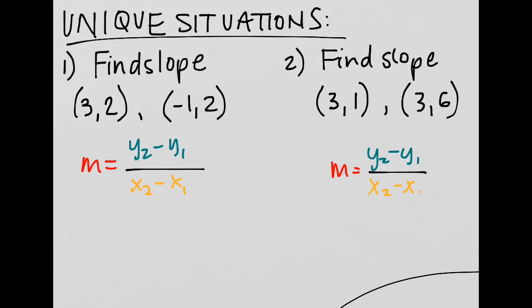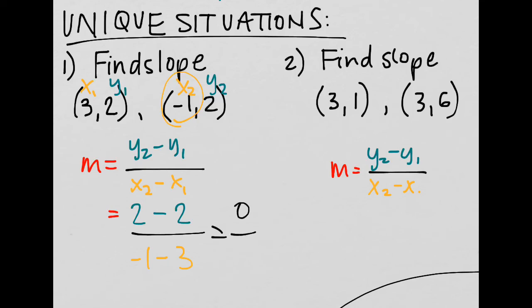Well, let's look at it. We're going to end up getting a 0 somewhere here. So we're going to label these as x1, y1, x2, y2. Okay, so let's plug some of these in here. My slope equals y2 is 2 minus 2. And I have for my x, I would have -1, right? x2 minus 3. Okay, so that gives me 2 minus 2. It's just 0, isn't it? And I have -4 on the bottom. Well, anything divided by -4 is 0.